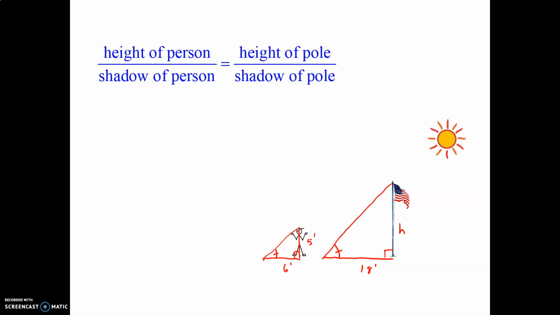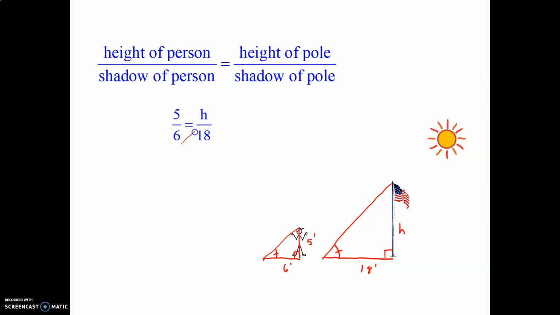So I set up the height of the person over the shadow of the person is equal to the height of the pole over the shadow of the pole. The height of the person is 5 feet. The shadow is 6 feet. The height of the pole we don't know, so I called that H. And the shadow of the pole is 18.